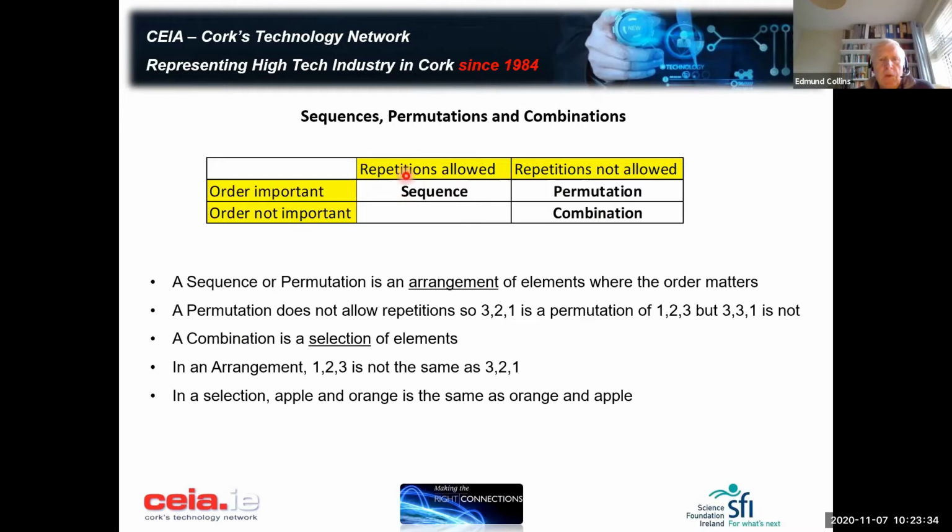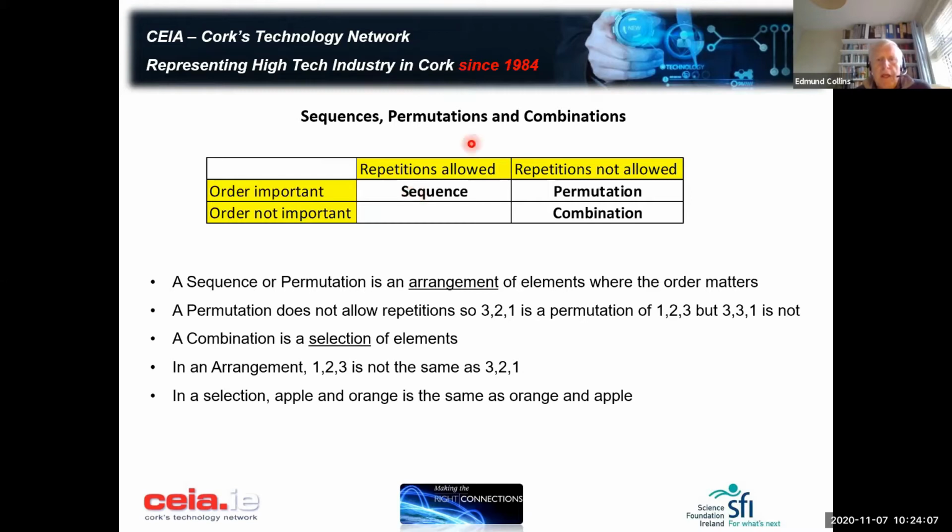So in the case of a sequence, order is important and repetitions are allowed. By repetitions, if you have the digits 1, 2, 3, and you want to see the different sequences that can be made up from 1, 2, 3, in a sequence, you can use 1 several times when you're looking at the different options.